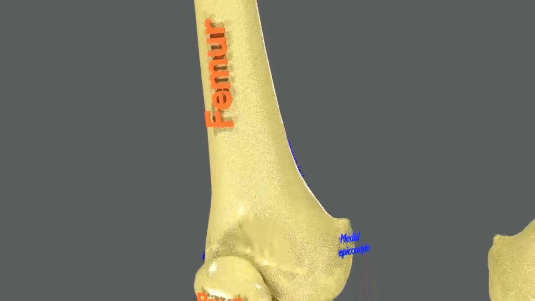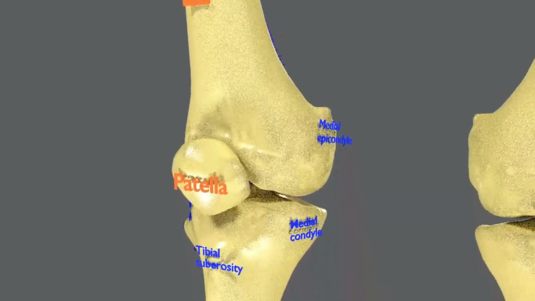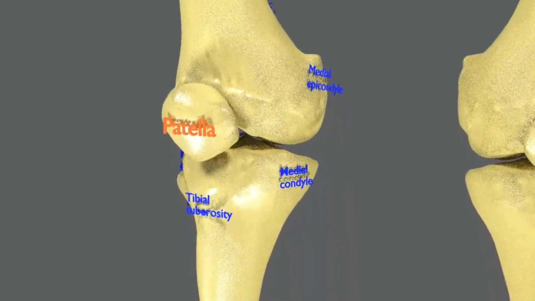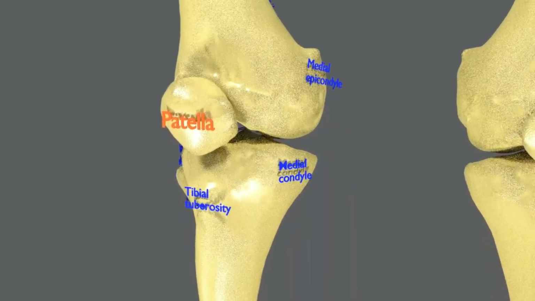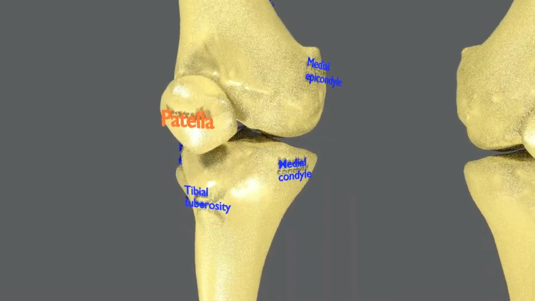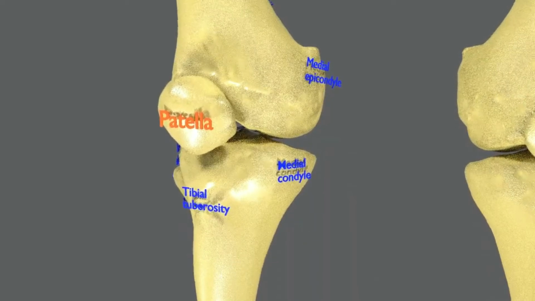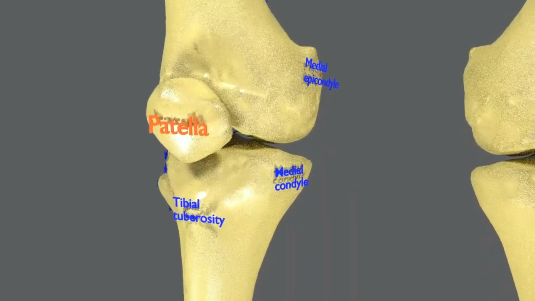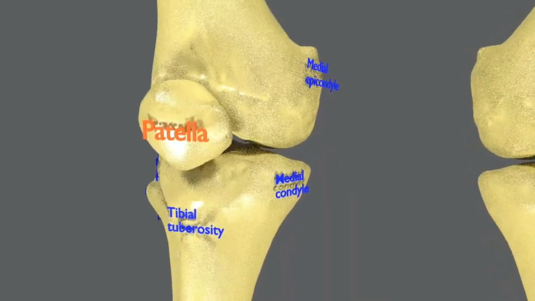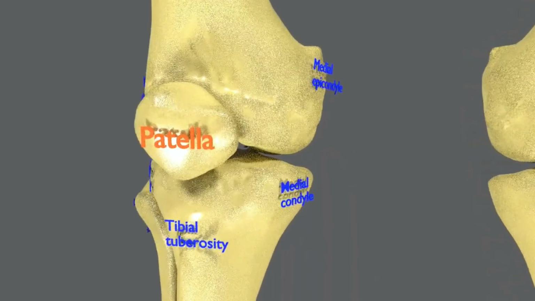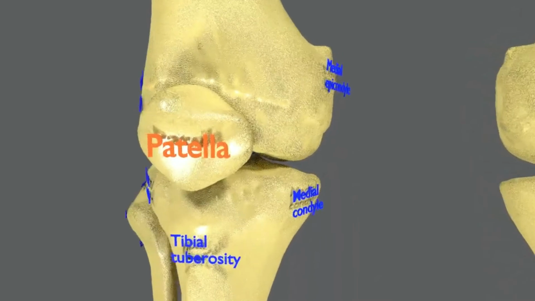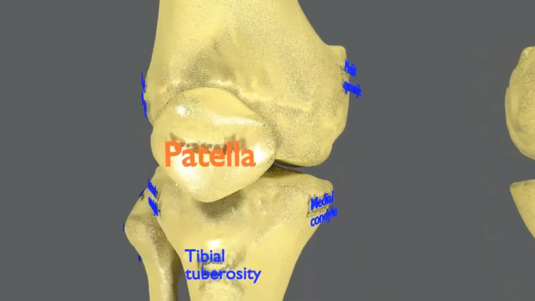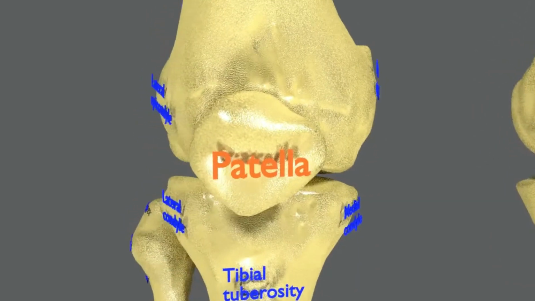Moving further down to the knee joint, which is a hinge type of synovial joint responsible for weight bearing and movement. In this view, you can see the medial epicondyle of femur, medial condyle of tibia and patella, along with the tibial tuberosity on the anterior surface for ligamentum patellae attachment.